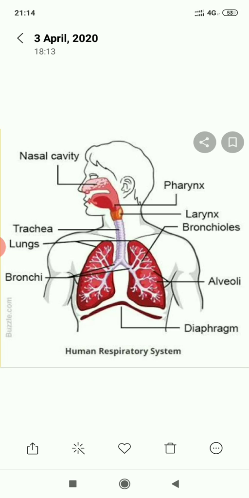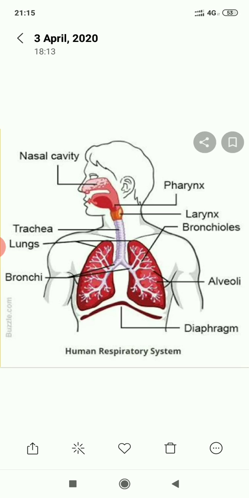Then you can see that this trachea is divided into two parts, that is the bronchi, in the lungs. Lungs are present in a pair only. At the end of the bronchioles, you can see balloon-like structures which are called the alveoli. And after that you can see a sheet of muscle, called the diaphragm, and it helps in inhalation and exhalation. So this is all about the diagram of the human respiratory system.